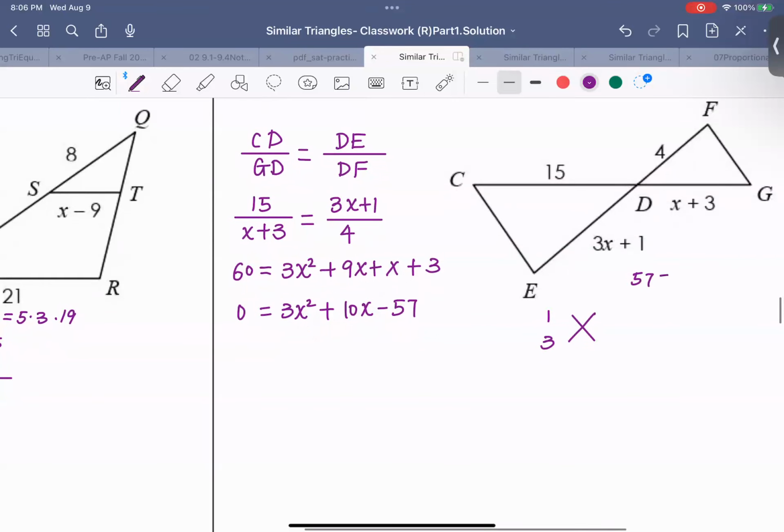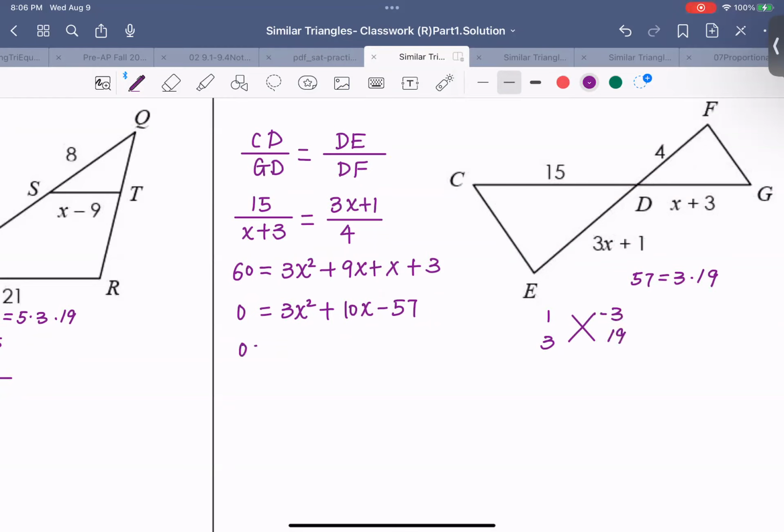57 is divisible by 3, right? Yes. 3 times what? 19. 3 times 19. And then did we see the correct? 9 and negative. Yes. So -3 and positive 19. That's right. So x equals 3.